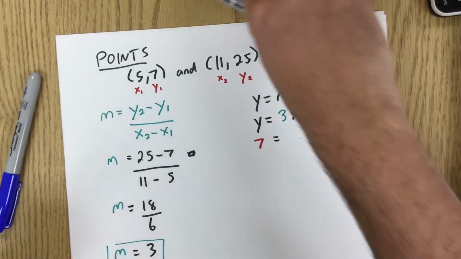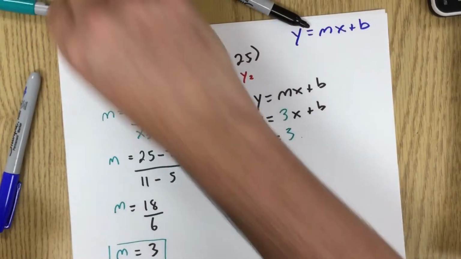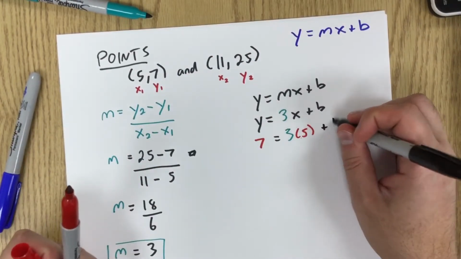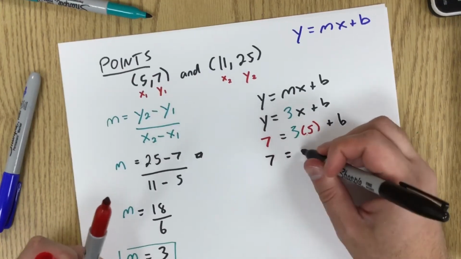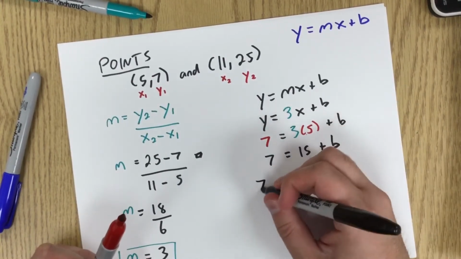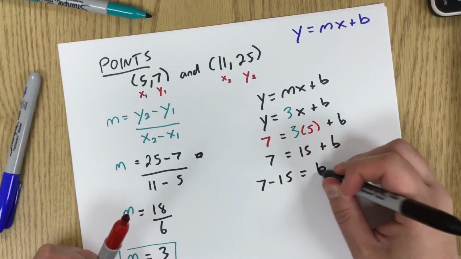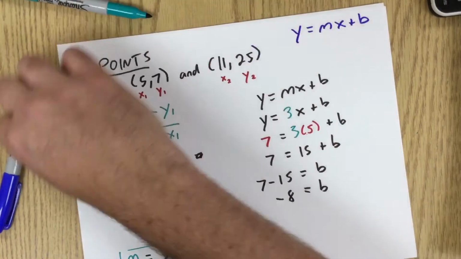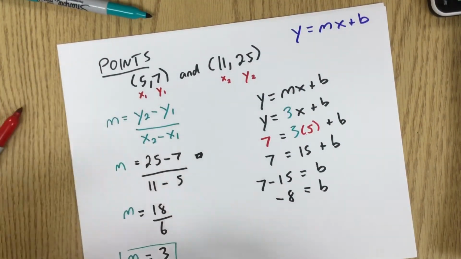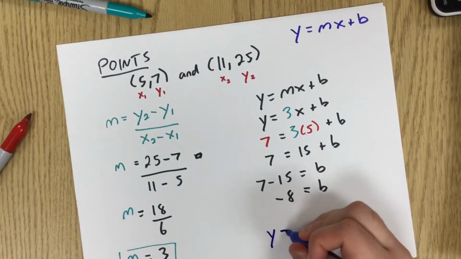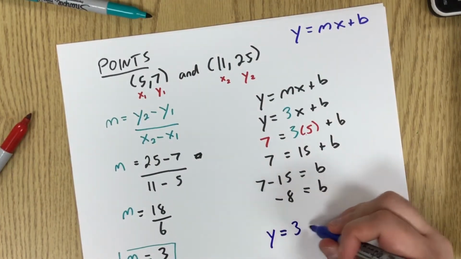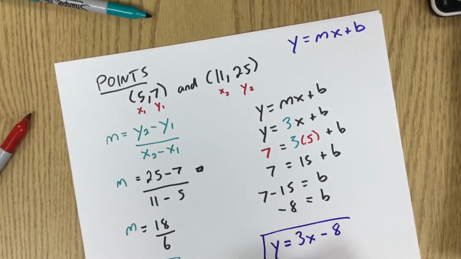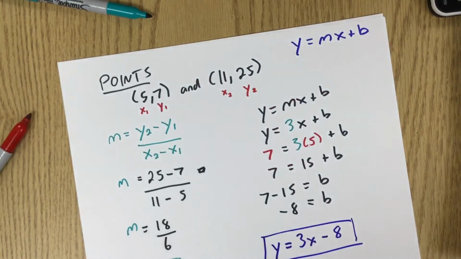So the y is 7, is 3, and then the x is 5 plus b. So 7 equals 15 plus b. 7 minus 15 equals b. b equals negative 8. And putting it all together, we get y equals, the slope is 3, the b is negative 8, and this is the equation of the line that goes through those 2 points over there.